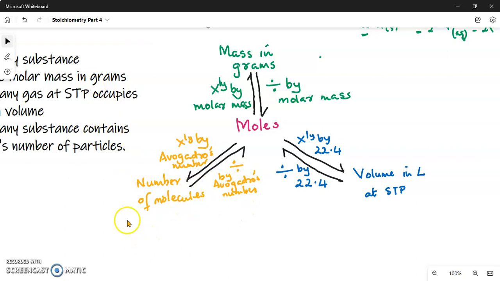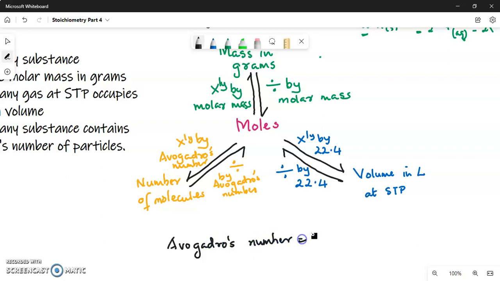So Avogadro's number is 6.023 times 10 raised to 23. That is Avogadro's number for use in multiplying.